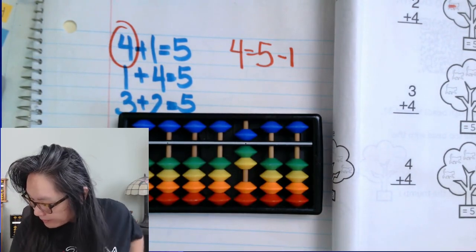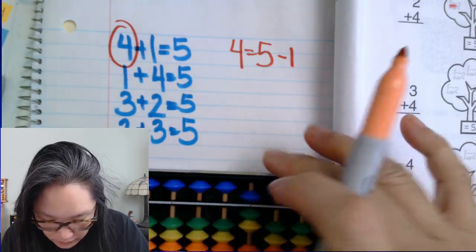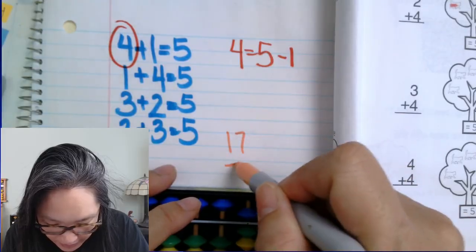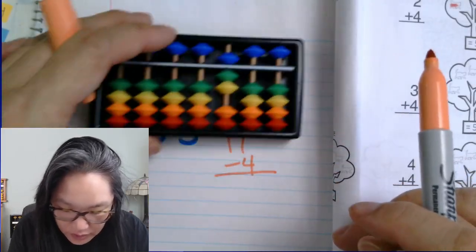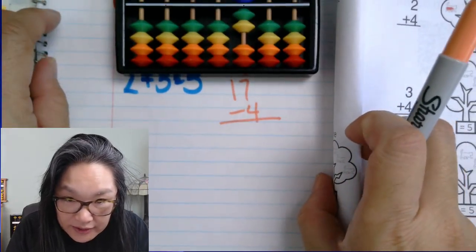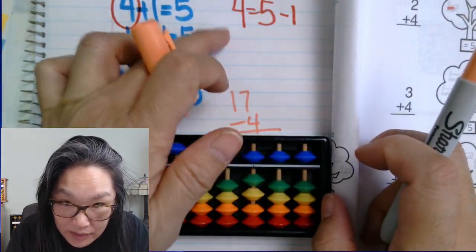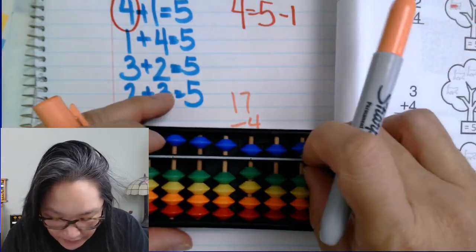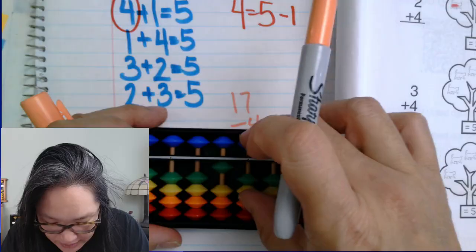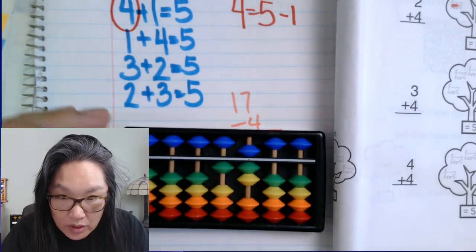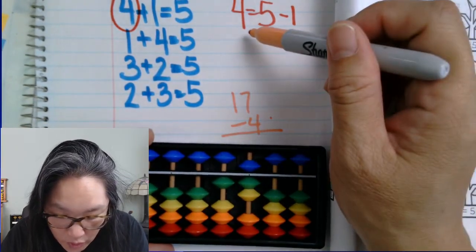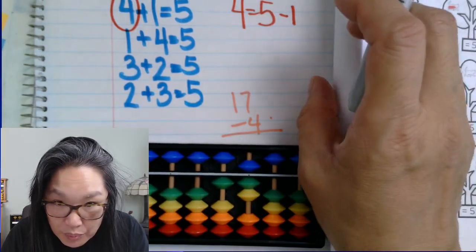So let's do another one. Let's do 17 minus 4. Wait a minute, that's too big. No, it's fine. You know why? Because we know this concept. So we have 17. We're going to add 17. And then what are we going to do? Well, we need to minus the 4. We know the concept. We're going to build on this.